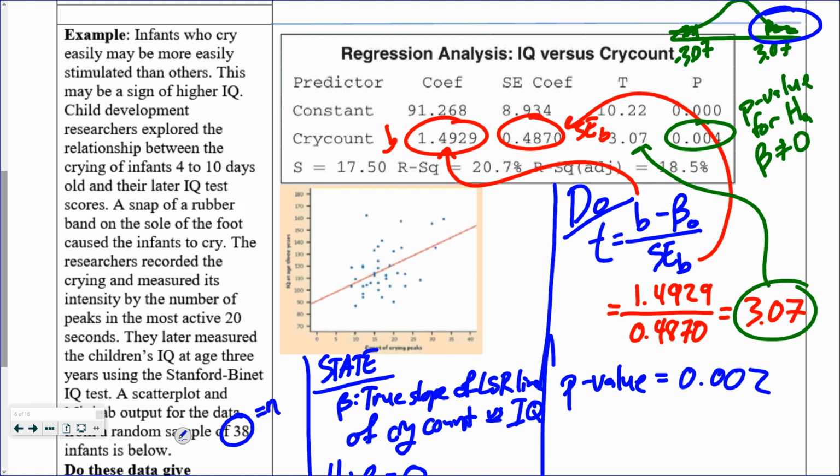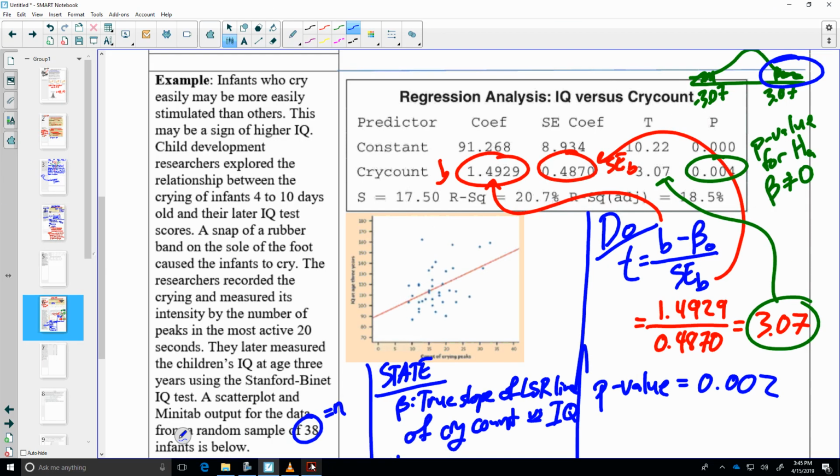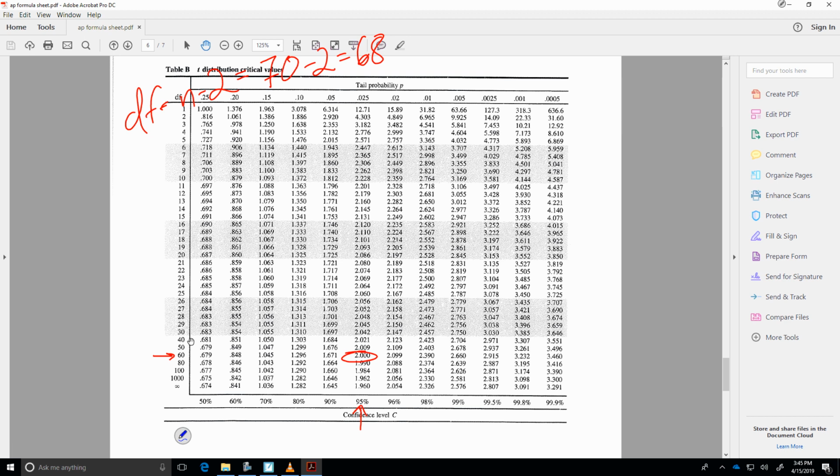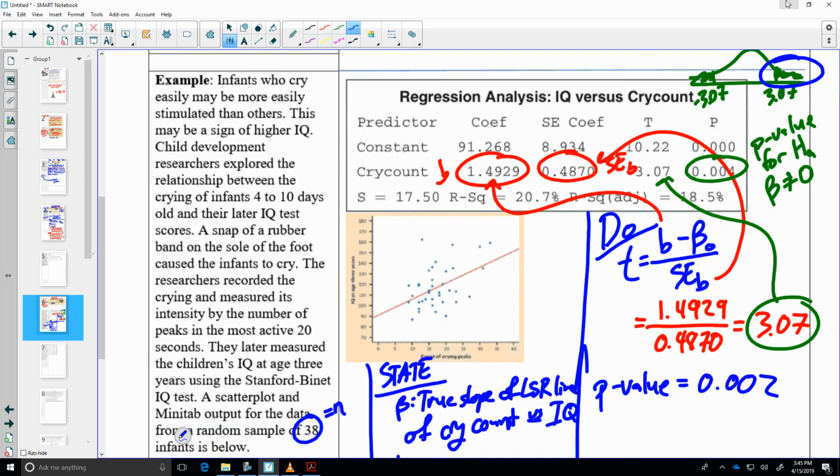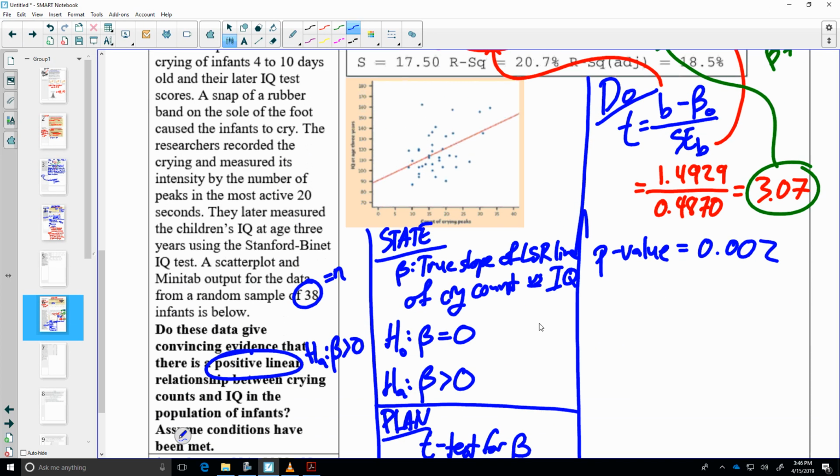Where else could we see that? Well, let's take a look at our t-table. Go ahead and look at your t-table. We had 38 infants, so that's like 36 degrees of freedom. We'd have to go to 30. We got a value of 3.07, so somewhere between these two values right here. So I should expect a p-value between these two. Since my test statistic was between these two values, my p-value should be between those as well. And that seems to match with the results from the computer output, just a little more specific there. So our p-value is 0.002.